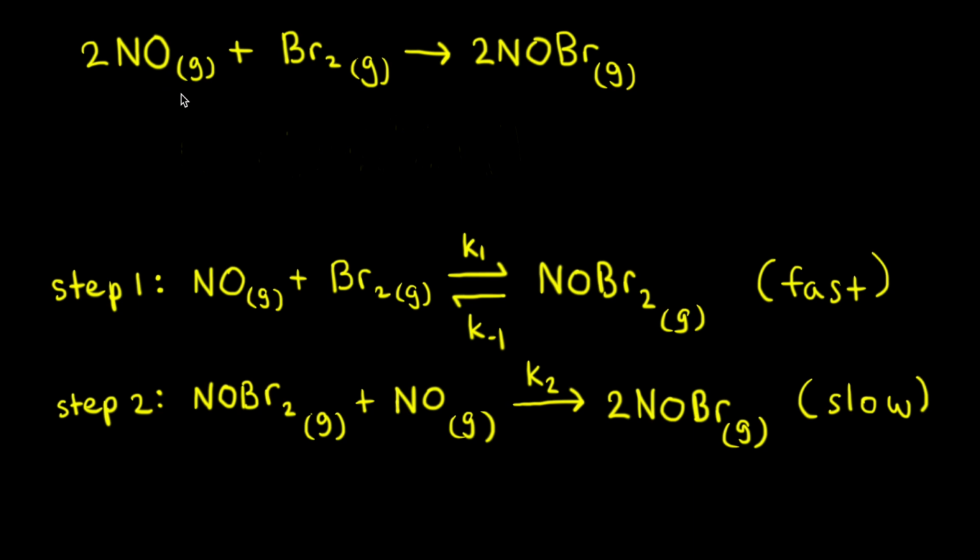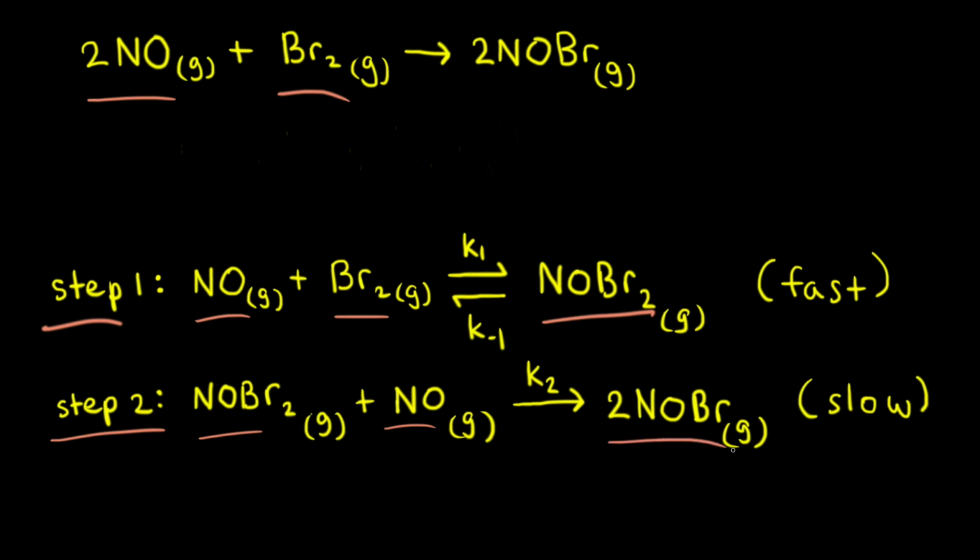The pre-equilibrium approximation is used to find the rate law for a mechanism with a fast initial step. As an example, let's look at the reaction between nitric oxide and bromine. In the first step of the mechanism, nitric oxide combines with bromine to form NOBr2. And in the second step of the mechanism, NOBr2 reacts with NO to form our product, 2NOBr.